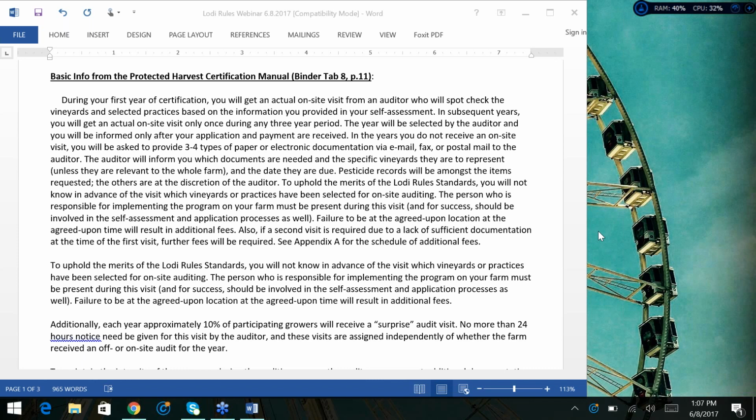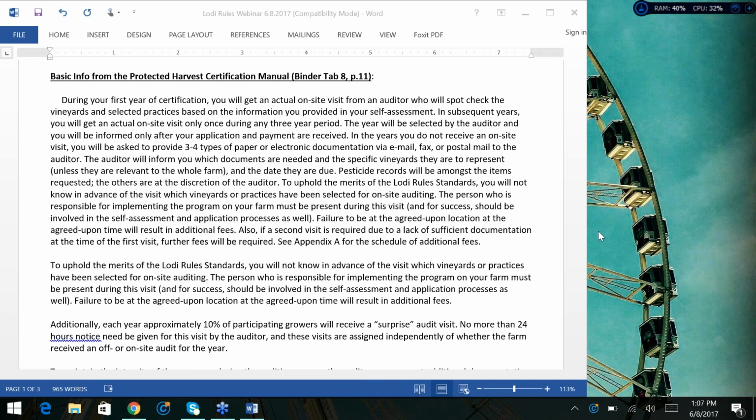And the auditor will inform you which documents are needed and the specific vineyards that are to be represented, unless they're relevant to the whole farm, and the date that those things are due. And don't forget, pesticide records will be amongst the items requested, otherwise known as our PEAS units. Other required documents are at the discretion of the auditor.